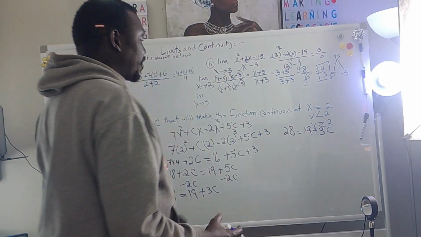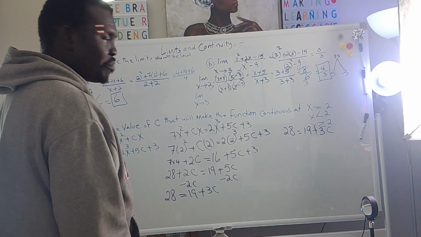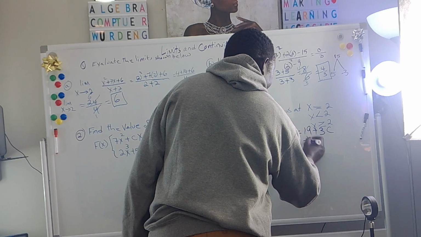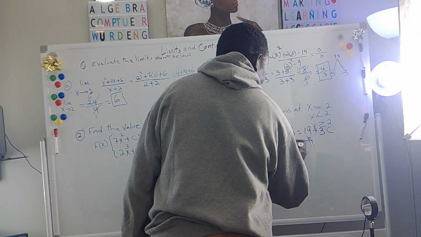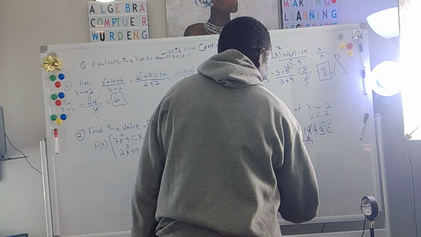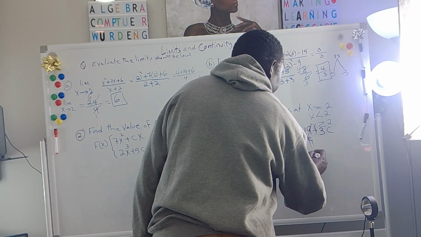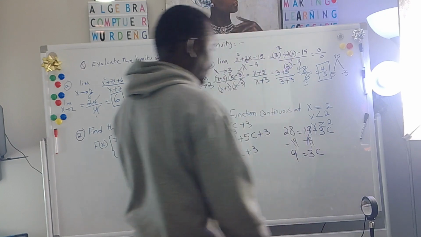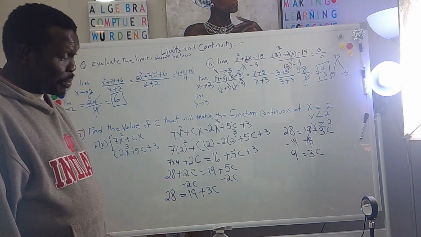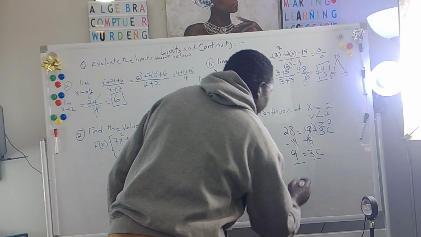Now let us subtract 19 from both sides: 19 minus 19 on each side. The 19 will go away, and that keeps me with 9 here and 3c. Look at that, we're getting down now. I can see my answer now. Now, divide both sides by 3.